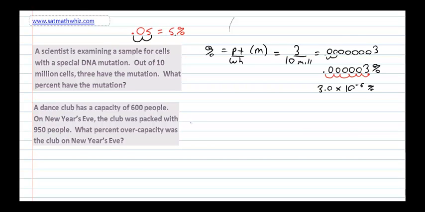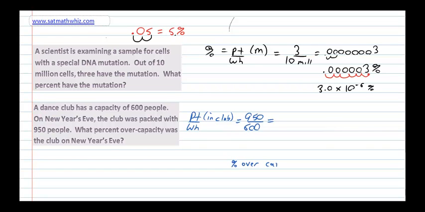The percent is the part over the whole, but this is an interesting problem because no one ever said that the part had to be smaller than the whole. Here, there are 950 people in the club, but the whole capacity of the club is 600. So you get a situation here where the part, in theory, is bigger than the whole. And that actually makes sense because that's going to give us a percent that's over 100.